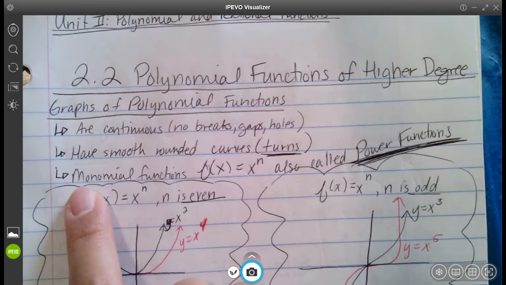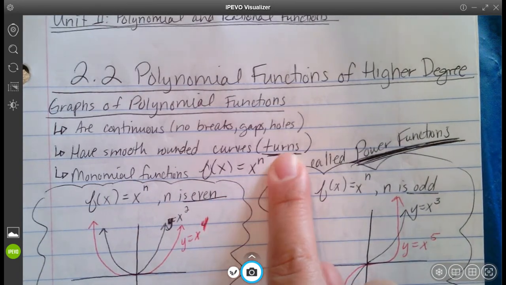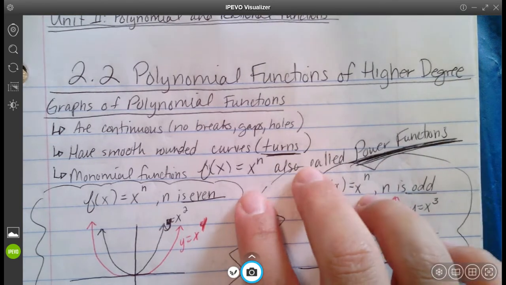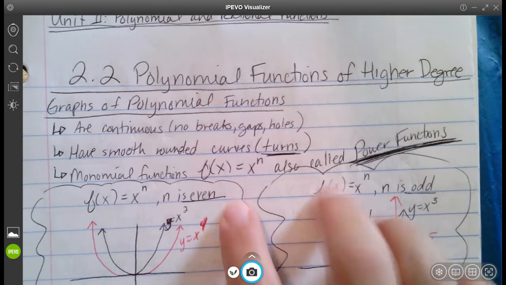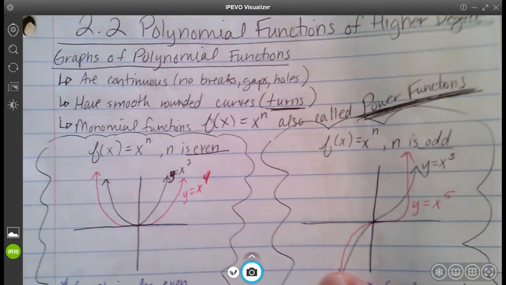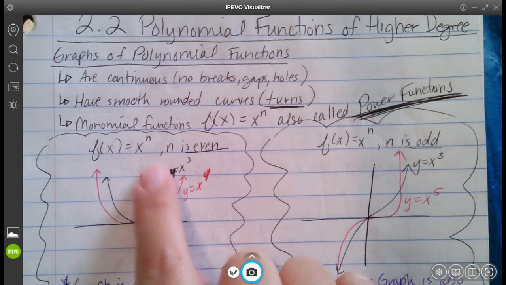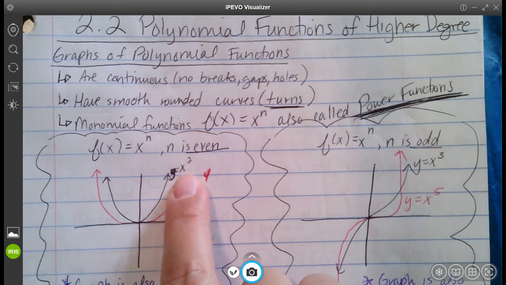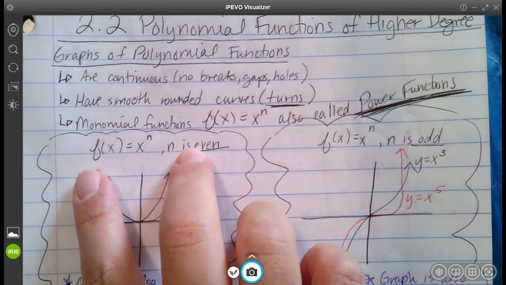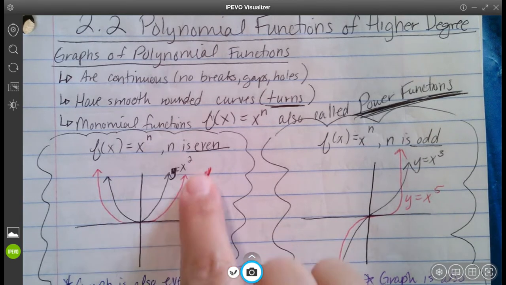And then we have these monomial functions, f of x equals x to the power of n, so there's nothing else coming after this. These are also called power functions. These are some of the ones we're going to base a lot of our graphs on. We have two cases here where these power functions are either even or odd. If it's even, it's going to follow what the quadratic does. So y equals x squared is the one that we've already seen, and this one is a parabola that goes up on both sides. If this n is even, so 2, 4, 6, 8, it's going to follow the same pattern.